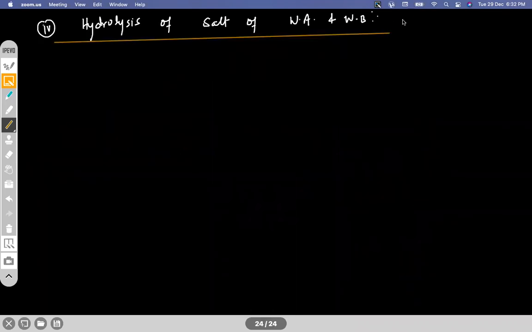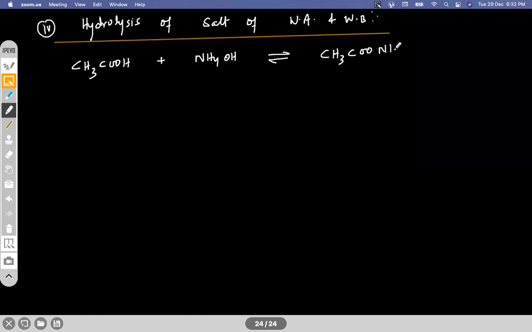Now, weak acid and weak base we have. For example, I can take a weak base that is NH4OH and a weak acid that is CH3COOH. So it is CH3COOH plus NH4OH gives CH3COO NH4 plus H2O.